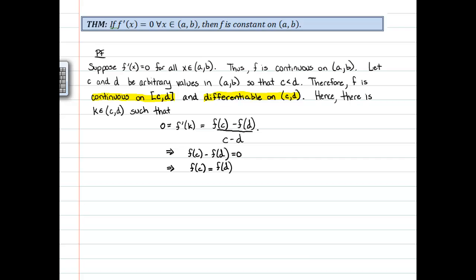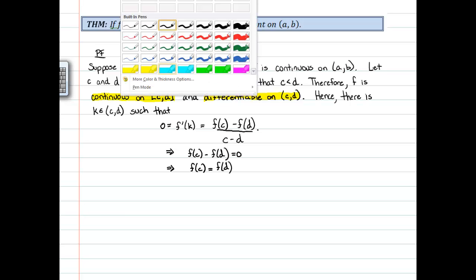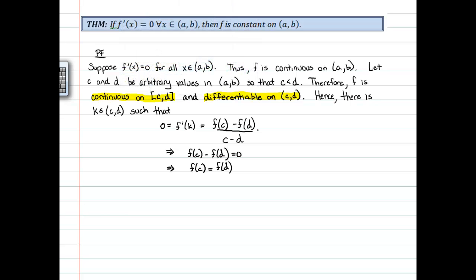Well, remember, we let c and d be arbitrary values. Let me highlight that. I'll use a different highlighter here. c and d were arbitrary values. What that means is that they could be any points between a and b. So for every single point between a and b, the function values at those points must be exactly the same. Since c and d were arbitrary, f(x) is always constant for all values that I could pick between a and b.